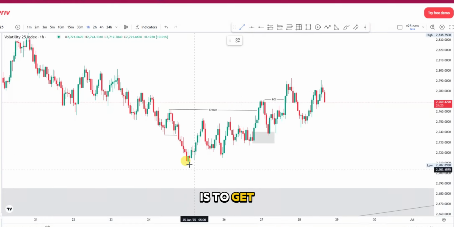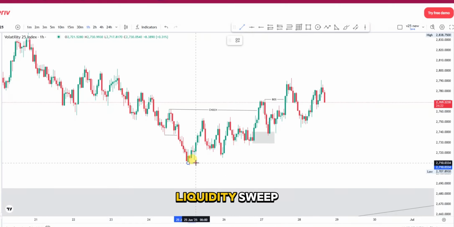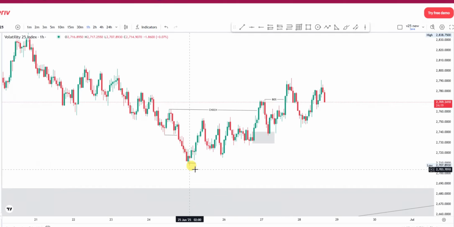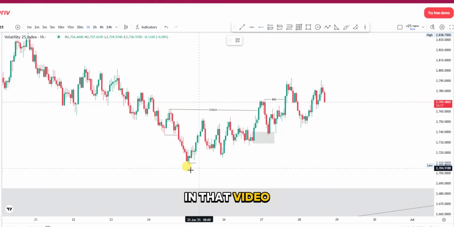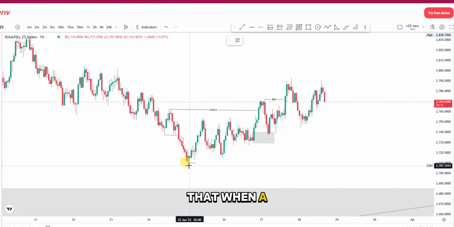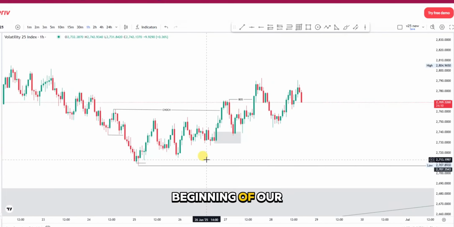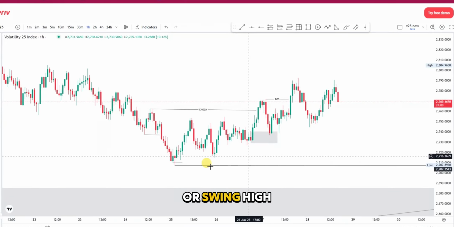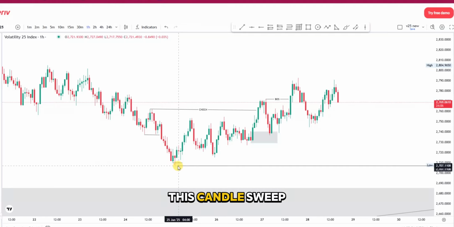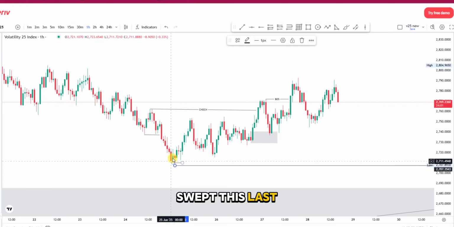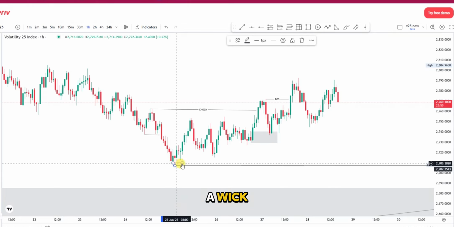The first thing is to get a liquidity sweep, and yes, our liquidity sweep, this candle swept the last low with a wick. And I told you in that video, I made mention that when a candle sweeps the last low or the last high with a wick, that is the beginning of our new swing low or swing high. And in this case, this candle swept the last low. This bearish candle swept this last low of the bullish candle with a wick, making this one a liquidity sweep. So that is the beginning of our bullish trend.